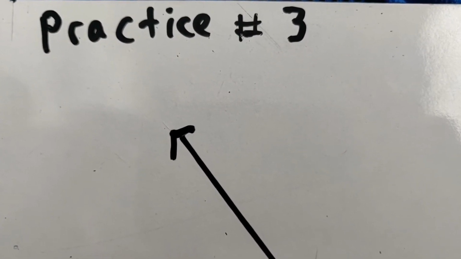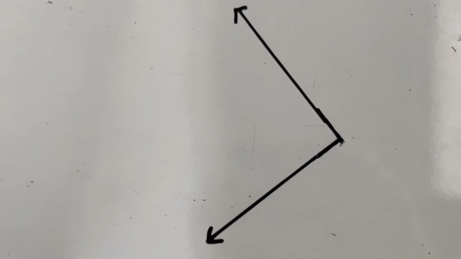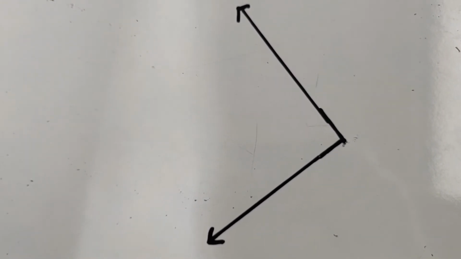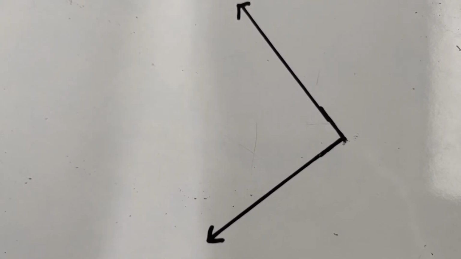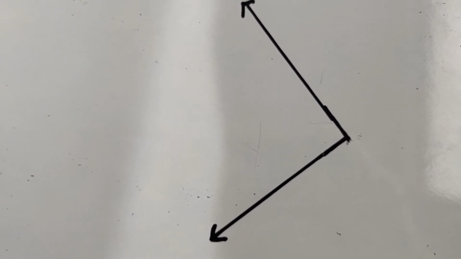Here's practice problem number 3. I want you to take a look at this and predict whether you think it's acute, less than 90 degrees, whether it's a right angle equal to 90 degrees, or whether it's an obtuse angle greater than 90 degrees. So just pause the video and make your prediction.